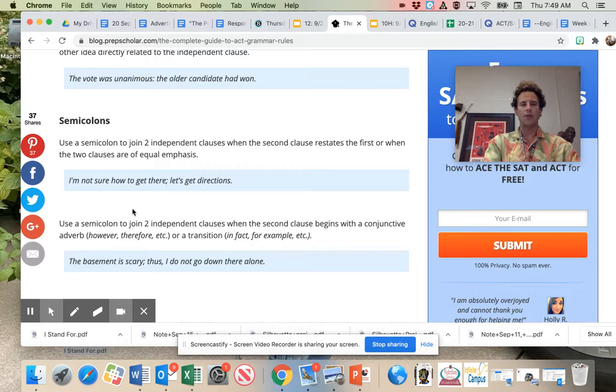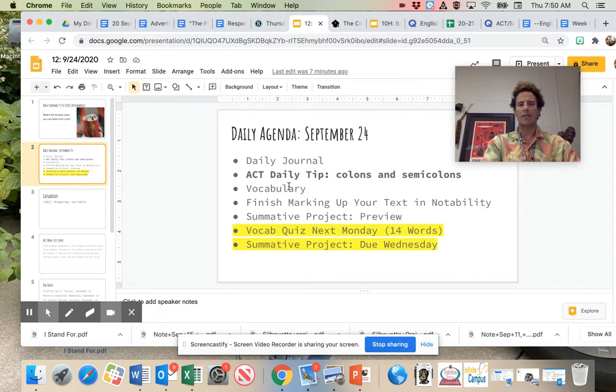Another rule for semicolons is to join two independent clauses when the second clause begins with a conjunctive adverb, such as however, therefore, or a transition phrase, in fact, for example. The basement is scary; thus, I do not go down there alone. So both of these are independent clauses. I do not go down there alone. The basement is scary. They're related ideas. And the second independent clause begins with a conjunctive adverb. Thus, all right, there are your ACT prep tips for the day.